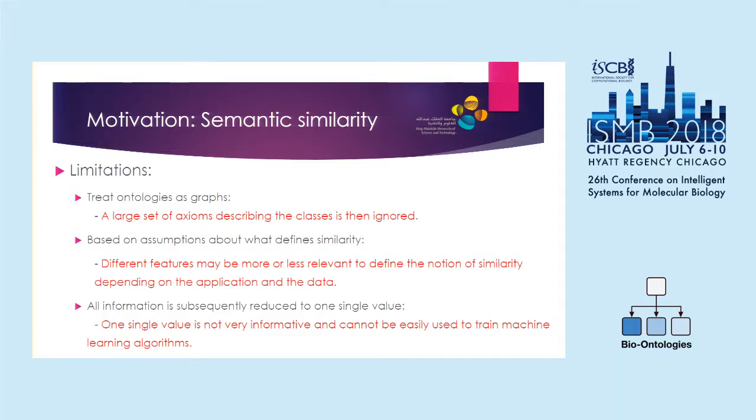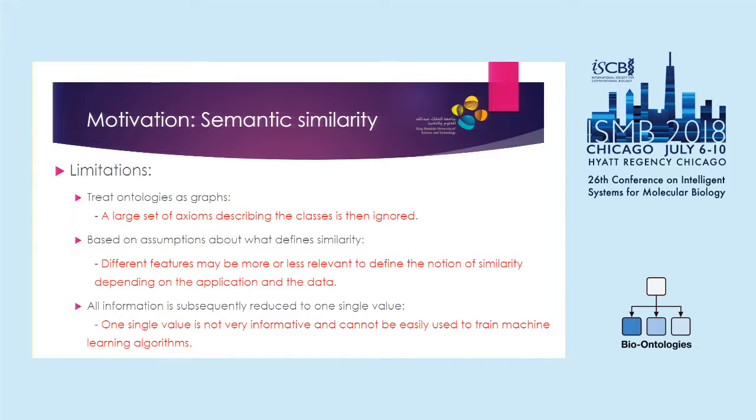The second limitation is that semantic similarity measures are predefined, so they are based on some assumptions, and they define similarity based on these assumptions, and then they are applied the same way on any task or any application and any data. But the definition of similarity may be different depending on the application and the data. So features which we think are important in defining similarity for some applications may not be relevant for other applications and for other types of data.